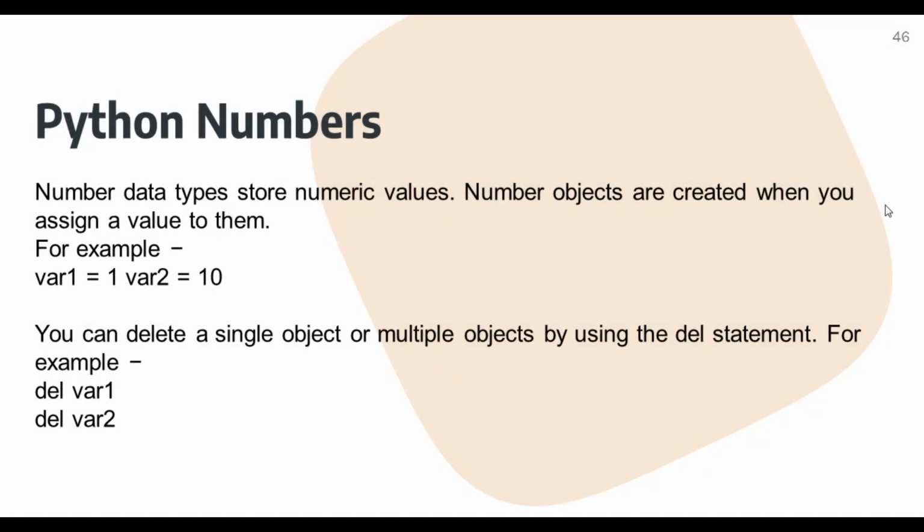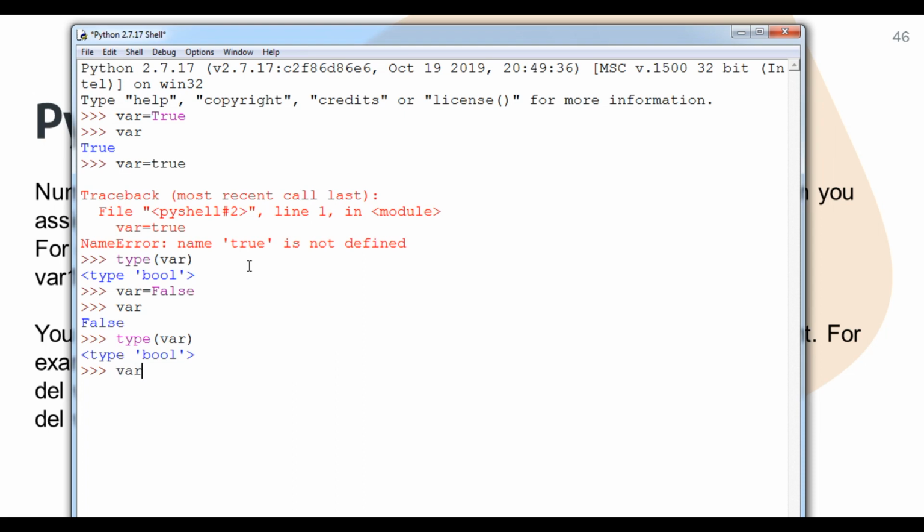Now next one is, student, Python numbers. The number data type stores numeric values. For example, here you can see var1 equals 1, var2 equals 10. Practically here is var1 equals 1 and a semicolon, the terminator, var2 equals 2. So if I print var1, it will give me 1, and var2, 2.